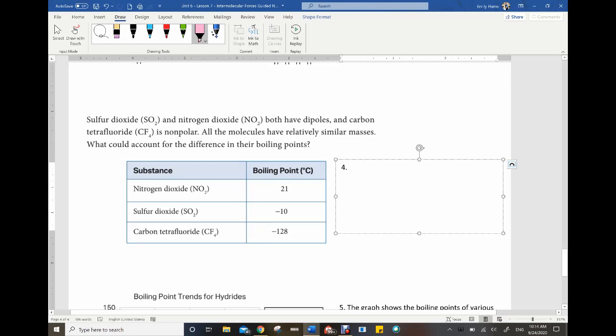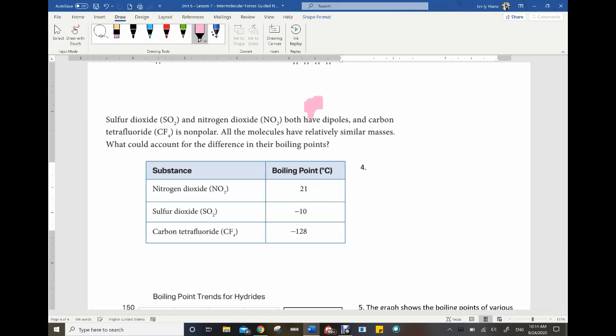All right, so this one says sulfur dioxide and nitrogen dioxide both have dipoles. So that means they're both polar, in other words. And then carbon tetrafluoride is nonpolar. All the molecules have relatively similar masses. What could account for the difference in their boiling points?